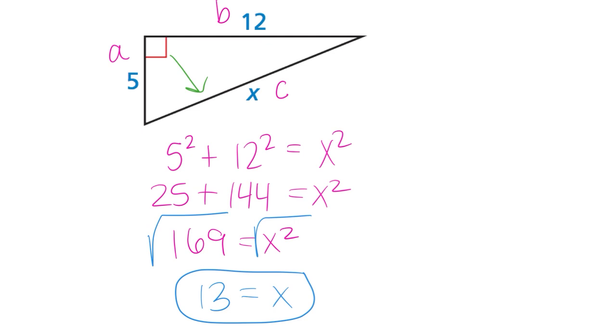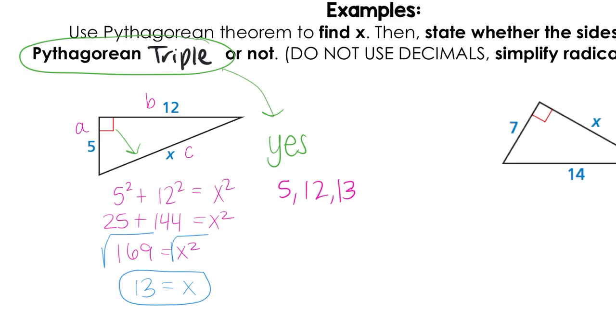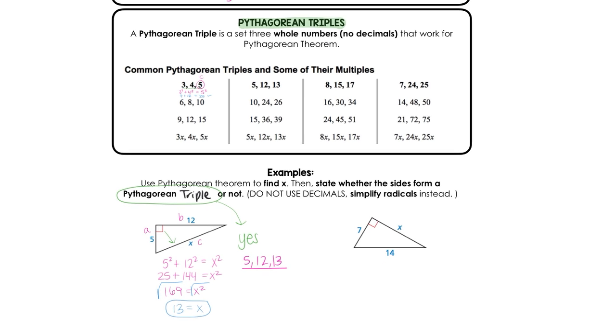x equals 13. And then to answer the second question, state whether the sides form a Pythagorean triple, the answer would be yes, because you ended up with a number that's not a decimal. So 5, 12, and 13 is a Pythagorean triple because none of those numbers are decimals. It's also located in that list of triples up here. If you look up here, 5, 12, 13, it's on that list. So it's a Pythagorean triple.